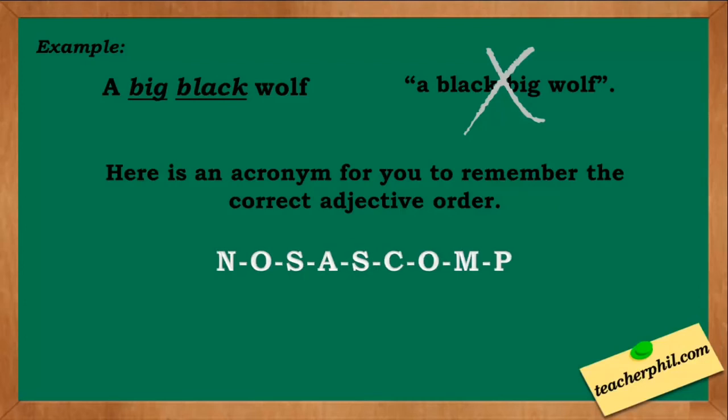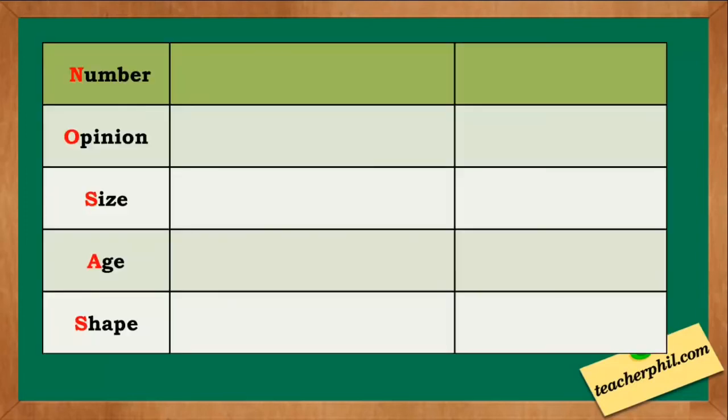Here on the screen is an acronym for you to remember the correct adjective order. So there we have NOSASCOMP. Okay, you can call it NOSASCOM if that will make you remember it easily. Okay? Now N stands for number, O for opinion, S for size, A for age, S for shape, C for color, O for origin, M for material, and P for purpose. So here we have a table on the screen.